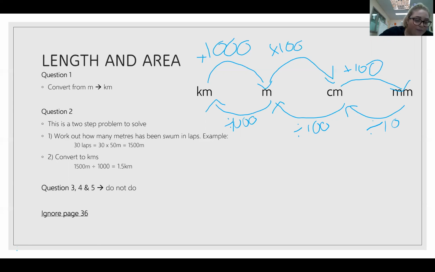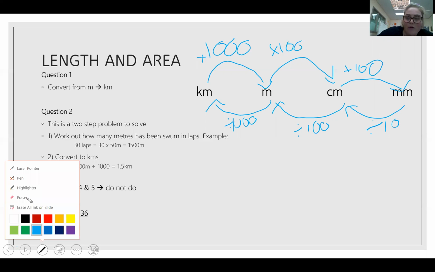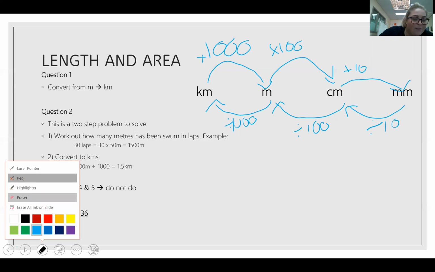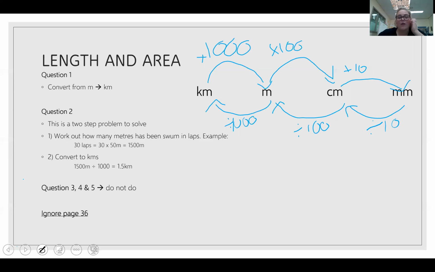Okay, so let's have a quick look over here at what we've got to do today for our recap. So for question 1, we need to convert from meters to kilometers. So what are we dividing by? We are dividing by 1,000. That's correct. Okay, so divide by 1,000 for question 1.